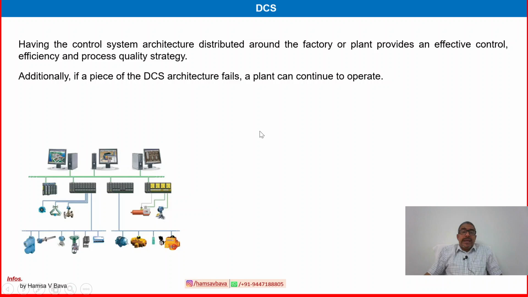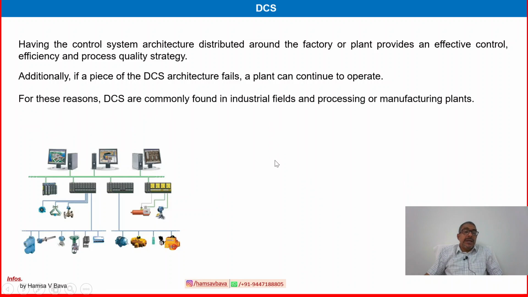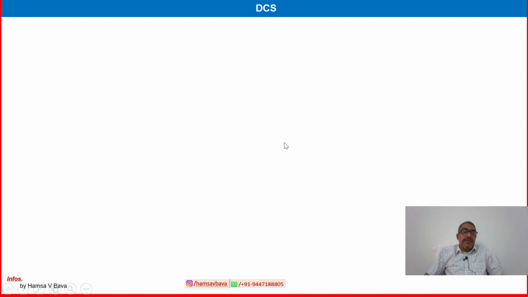In case of power failure or any other abnormal issues, in case of DCS failure, a plant can continue to operate for a certain time without any further abnormal issues. That is also one advantage. For this reason, DCS are commonly found in industrial fields and processing or manufacturing plants.